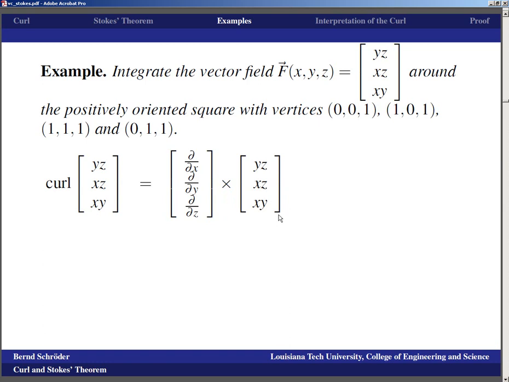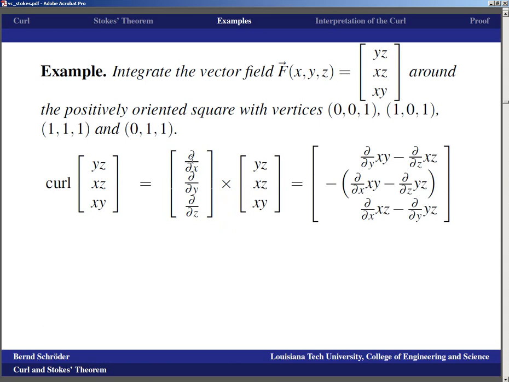And so that gives us derivative with respect to y of xy minus derivative with respect to z of xz right here. Derivative with respect to x of xy minus derivative of yz with respect to z, and then the extra negative sign from the cross product that we've seen often enough now. And then the x derivative of xz minus the y derivative of yz. And if you work that out, you end up with x minus x, you end up with minus y, and you end up with z minus z here. And that is a curl of 0, 0, 0. And that means we can stop the problem right here.